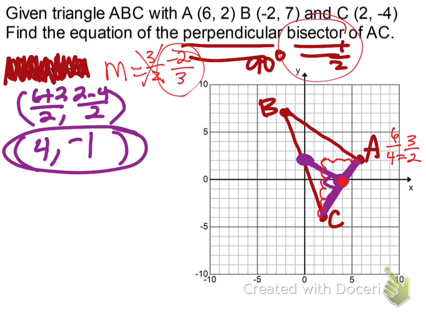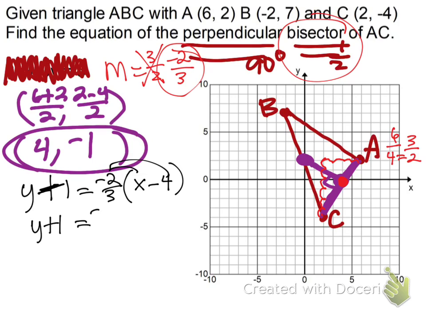Okay, so my go-to is to put this in point slope. You may work this a different way, but that's what I like to do. So I'm going to put it into point slope. So I'll have y minus y1, so it'll be y minus negative 1. That's going to change to plus. Equals negative 2 over 3 times x minus my x value, which is 4. And now I'm going to distribute. So y plus 1 equals negative 2 over 3x plus 8 over 3.